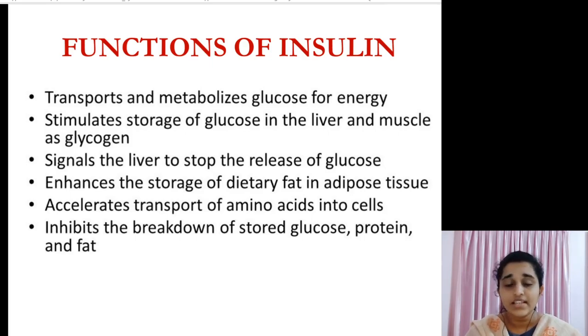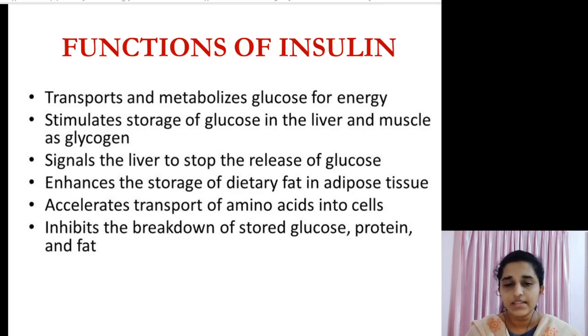The first vital function of insulin is that it transports and metabolizes glucose for energy. Our body requires energy for functioning, so insulin metabolizes glucose in order to get energy for the functioning of our body. And what happens to the excess glucose? Excess glucose is converted to glycogen and it is stored in the liver and muscle. Third function you can see, that is, insulin signals the liver to stop the release of glucose.